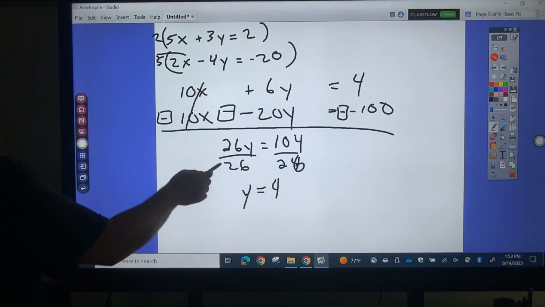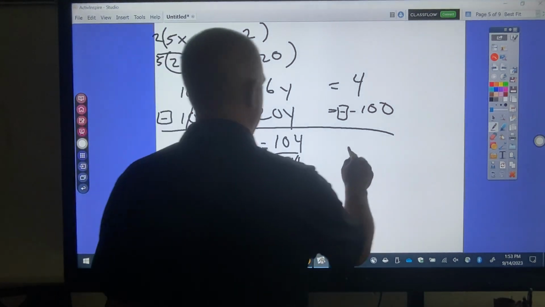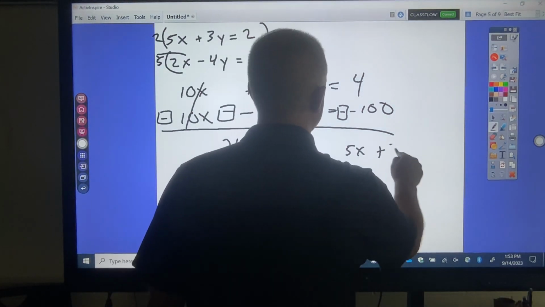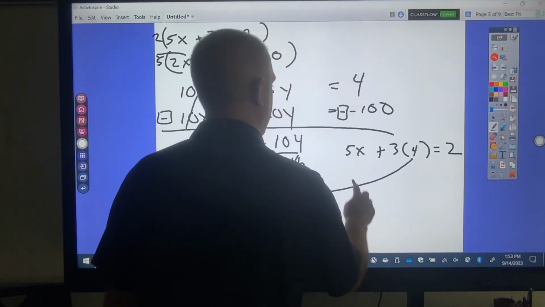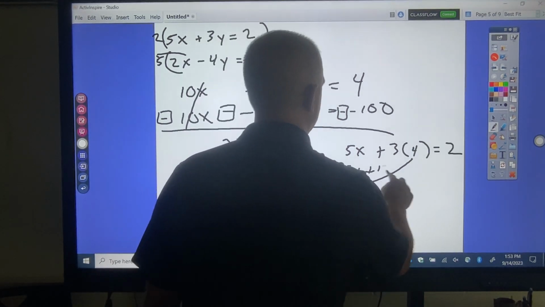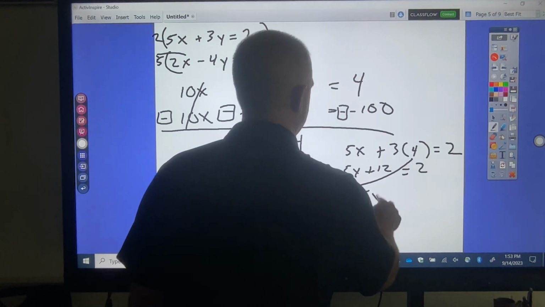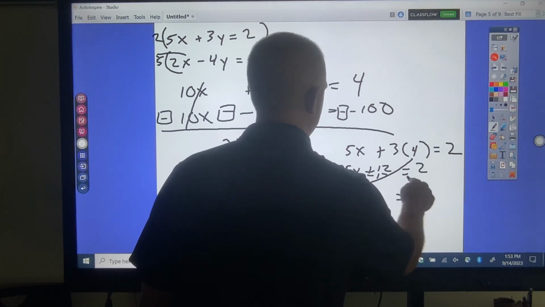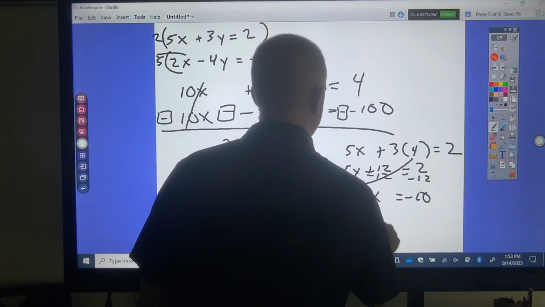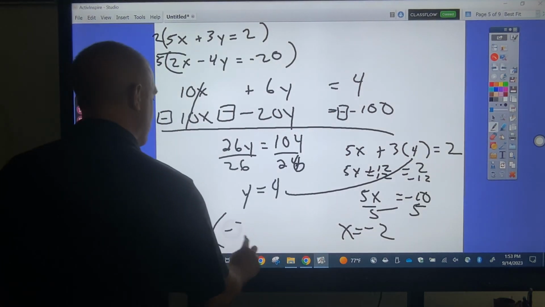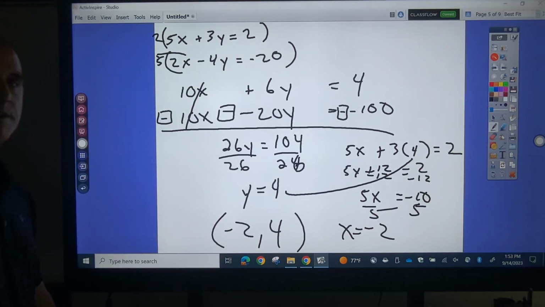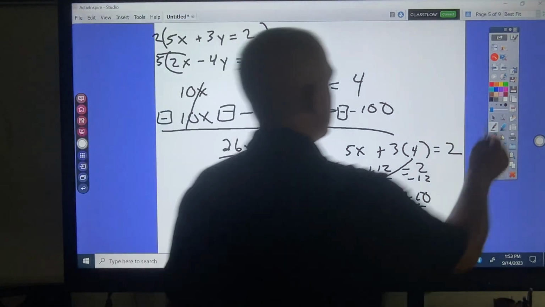So then I can pick either equation, but I'm going to pick 5x plus 3y equals 2. I'm going to put that 4 in there. So that's 5x plus 12 equals 2. If I subtract 12, 5x equals negative 10. Divide by 5, I get x equals negative 2. So I got negative 2 and 4. I chose elimination there.